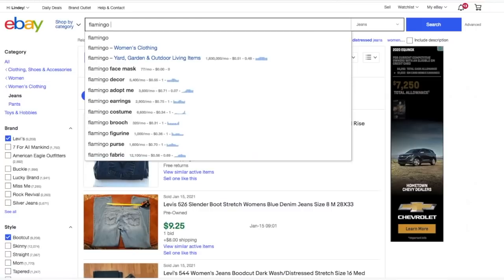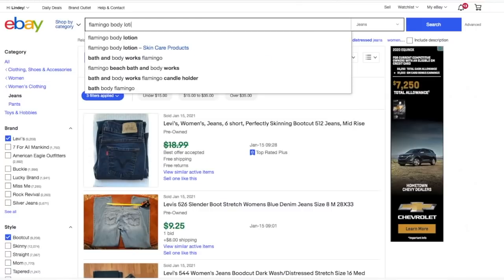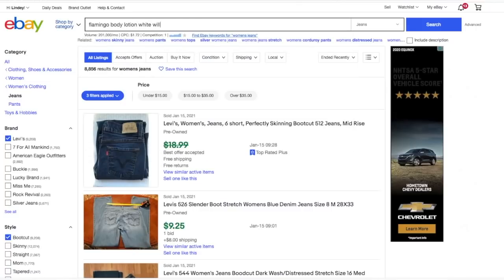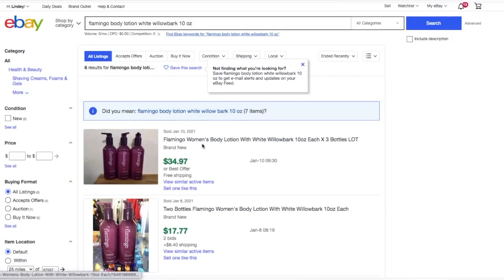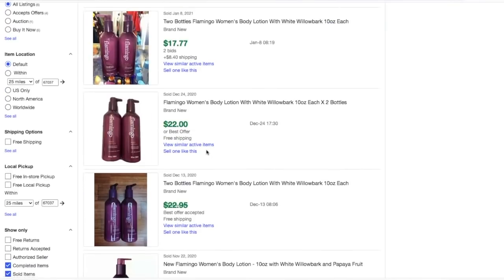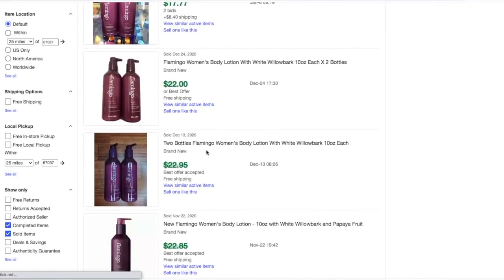But I am just gonna go ahead and type it out. So we're gonna look at flamingo body lotion, white willow bark. And I'm gonna put the ounces too, because I wanna know that I'm comparing, you know, apples to apples, the proper sizes. So now I do automatically have the solds checked because we were doing the other comp research.